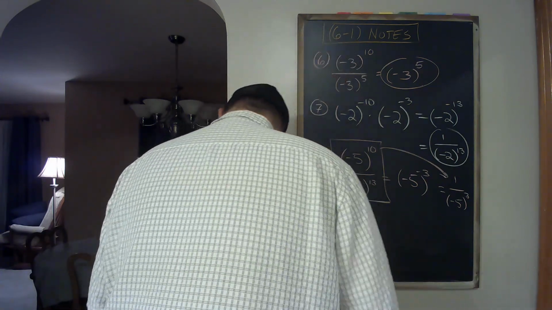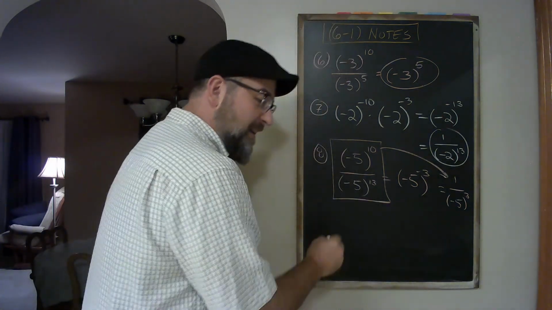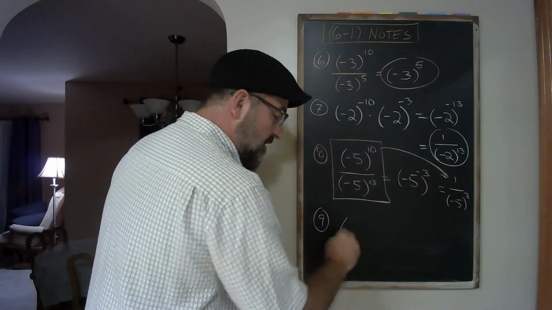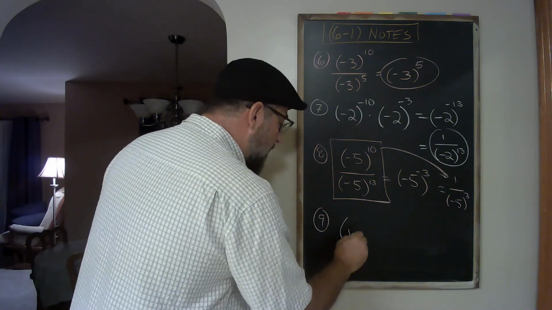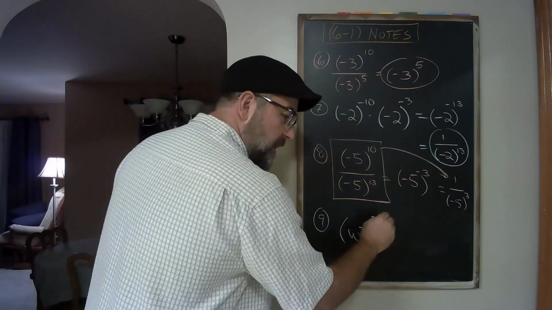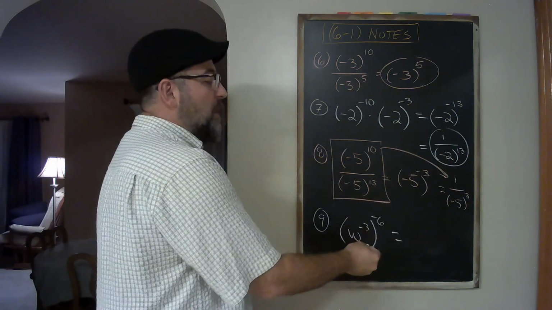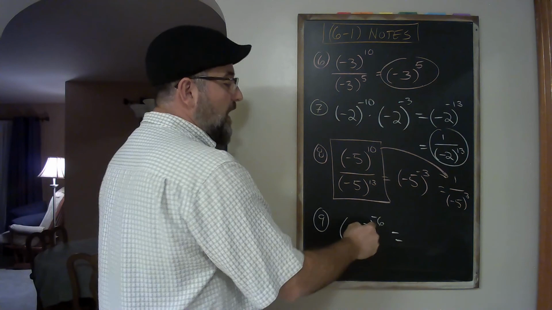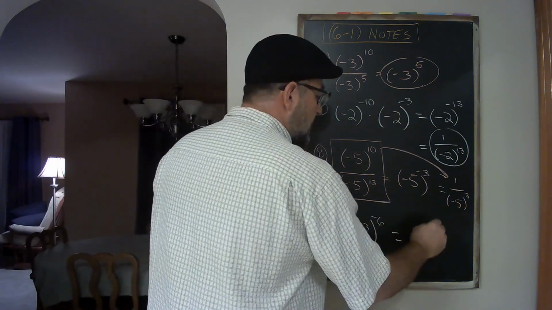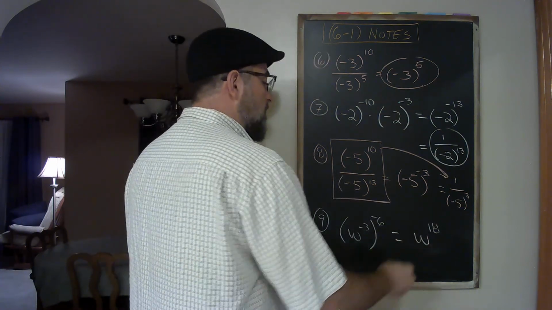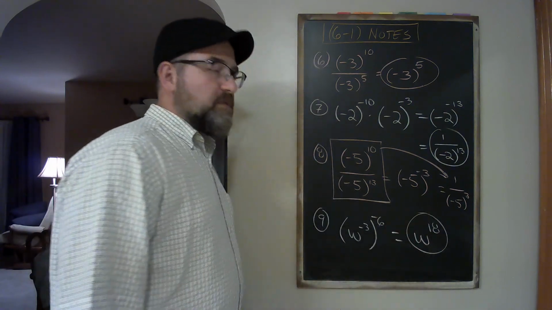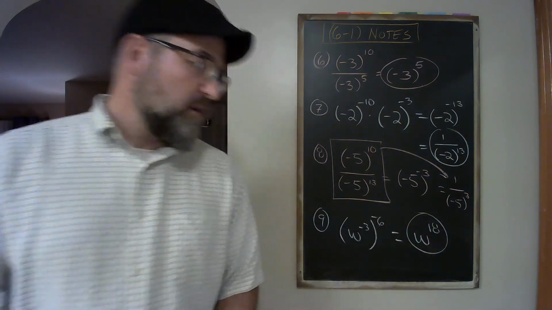Oh, I'll get that later. Number 9. Number 9 is our last one. It's a power of a power. w to the negative 3 to the negative 6. Power of a power, we multiply the exponents. So negative 3 times negative 6 is positive 18. So we have w to the positive 18, and that answer is done. All right, on to the next.